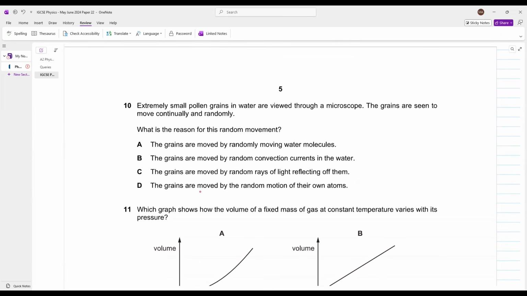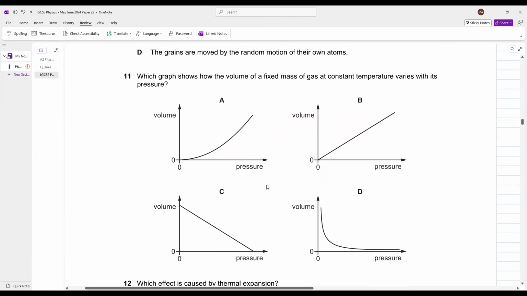Extremely small pollen grains in water are viewed through a microscope. The grains are seen to move continually and randomly. What is the reason for this random movement of the grains? The grains are moved by randomly moving water molecules. A is correct. Grains randomly क्यों move कर रही हैं? Because they are hit by randomly moving water molecules.